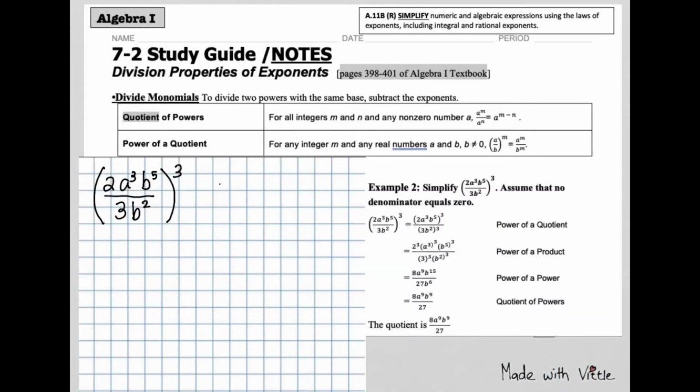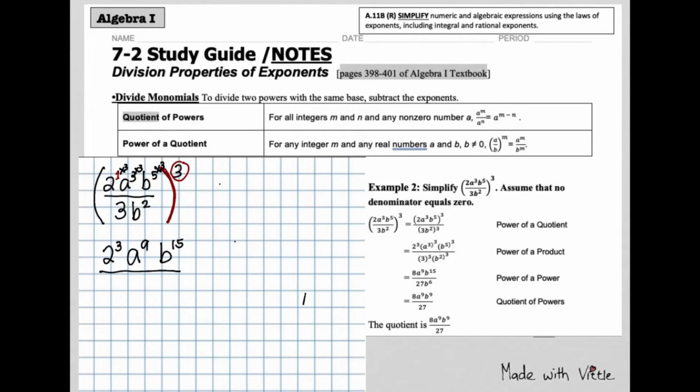The second example, (2a to the third power, b to the fifth power divided by 3b to the second power), close parenthesis, third power. Since there is a parenthesis between powers, we will have to multiply this power outside to each of the powers inside, including the power of that coefficient 2. 2 to the third power. The a will be a to the ninth power. The b to the fifth power will be b to the 15th power.